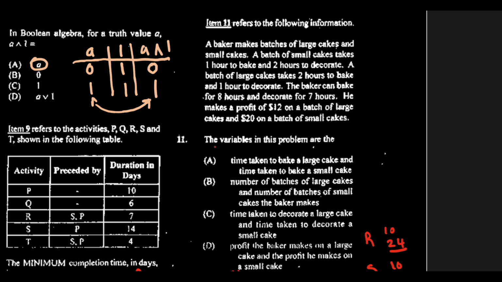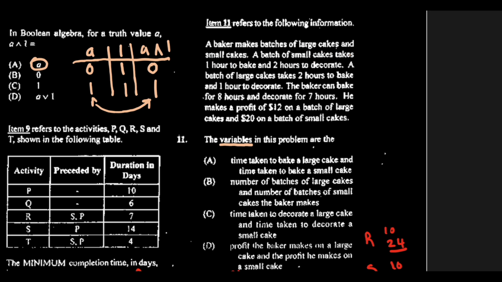Before I start reading, I want to see what this is going to ask me to do. It wants me to figure out the variables in this problem. What are the variables? All I care about is the variables. So a baker makes batches of large cakes and small cakes.